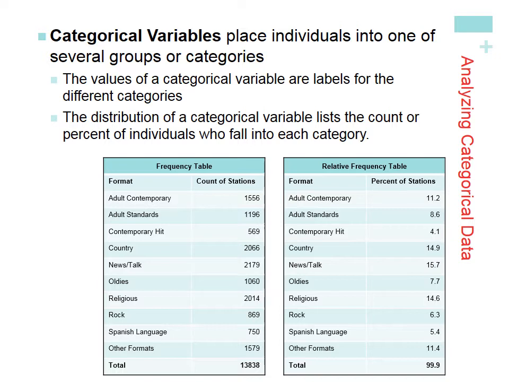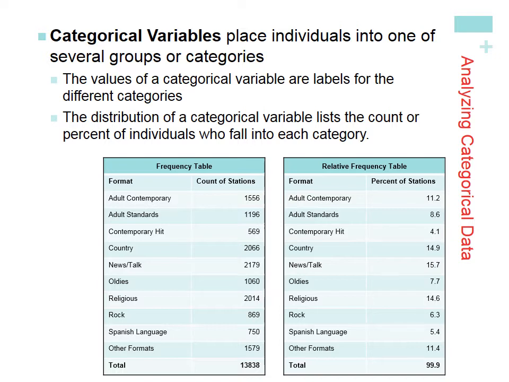The distribution of a categorical variable lists the count or the percent of individuals that fall within each category. So with the distribution of a categorical variable, basically we want to see how many people are in each bin. This first example takes a look at a radio station rating service. The radio station rating service places U.S. radio stations into categories that describe the kind of programs they broadcast. Here are two different tables showing the distribution of station formats in a recent year.